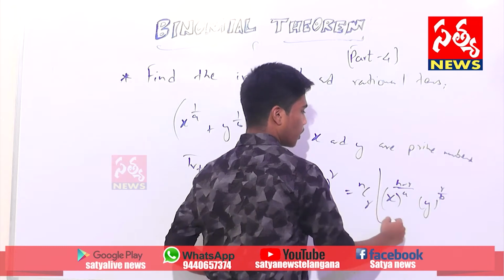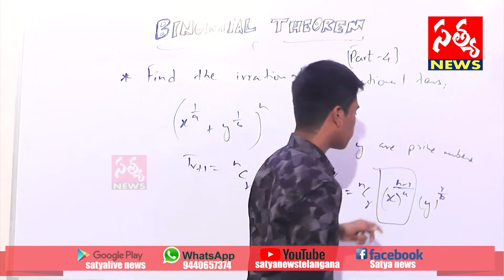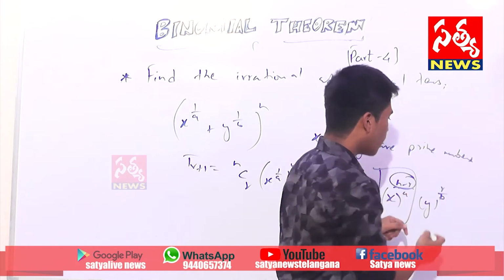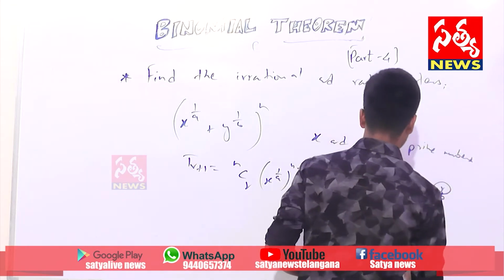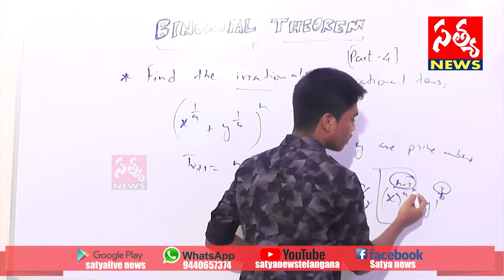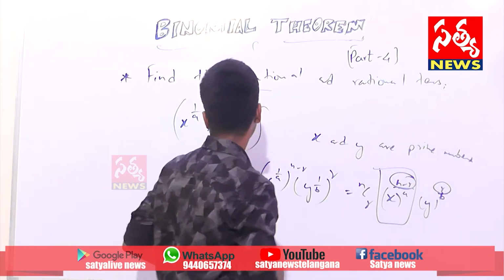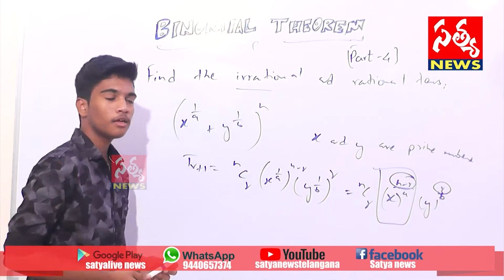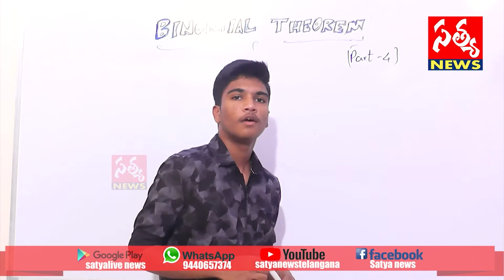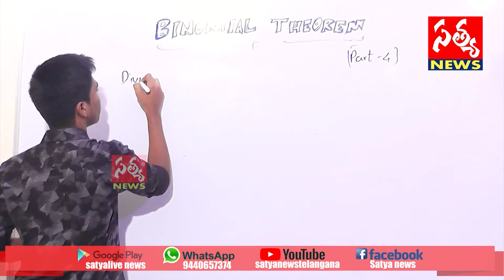So now look here, it is said to be a rational term only when n minus r is divisible by a and r is also divisible by b, and an irrational term if n minus r is not divisible by a and r is not divisible by b. We will get clarity by solving the problems. Before solving problems, we have to learn 3 more properties of divisibility and finding remainder.